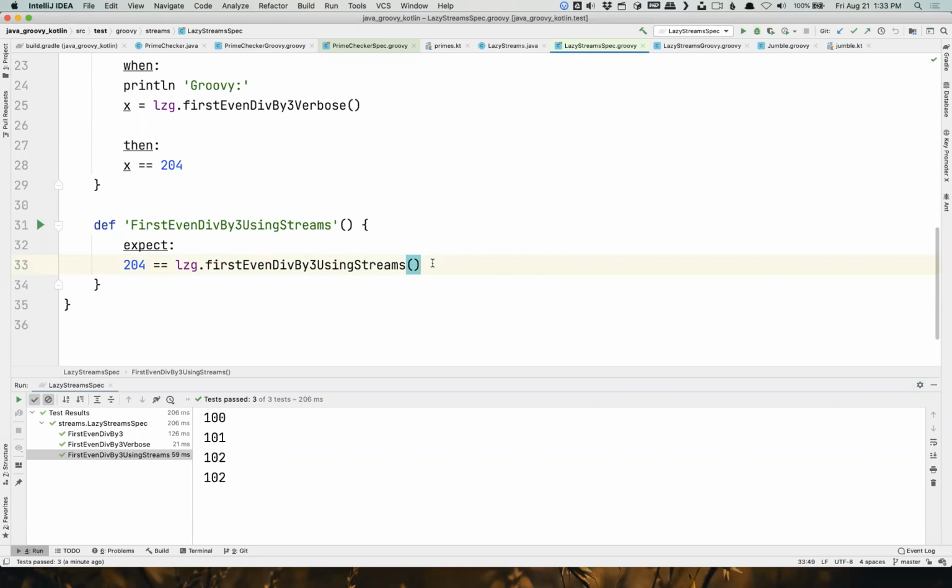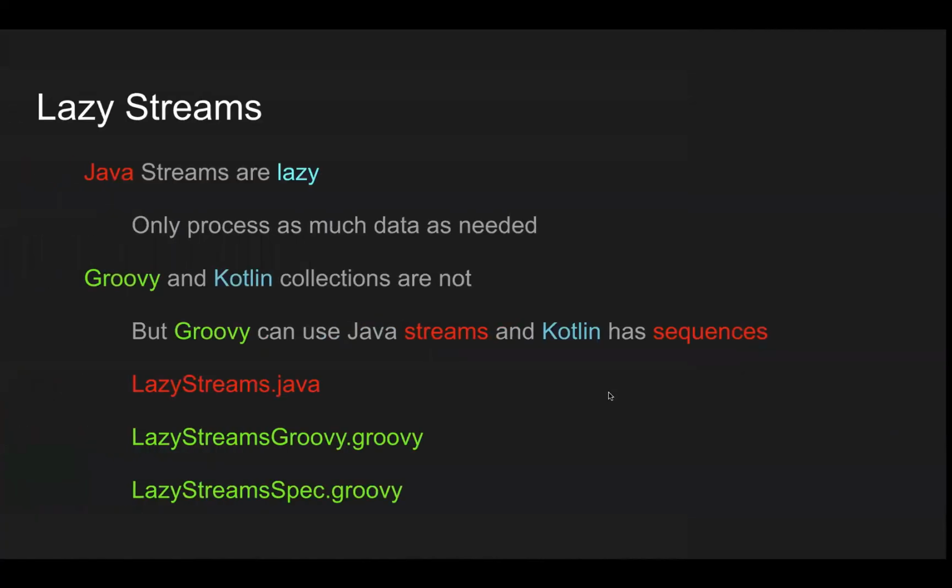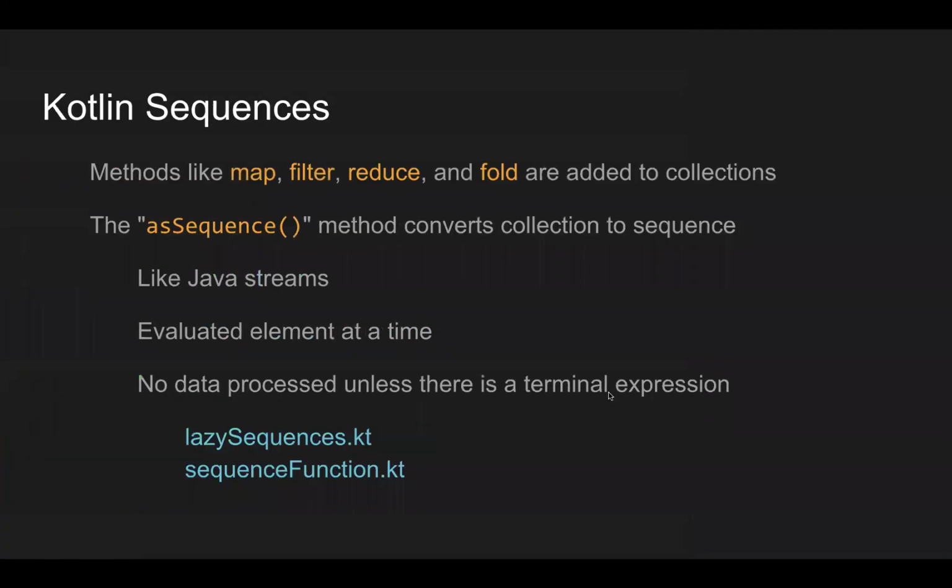So the streams were put in there to allow you to do this laziness and going through a pipeline and having intermediate operations and terminal operations, all those things. And Groovy lets you use them directly, but Java has that as a fundamental mechanism inside it. Now, Kotlin uses sequences for that.